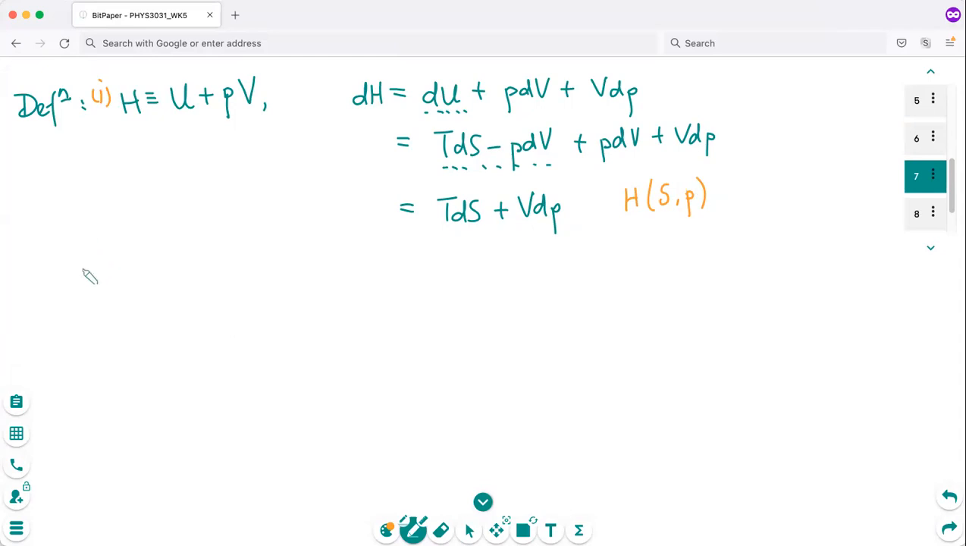And now we can quickly do the other two. I will do it. Helmholtz F. What can I do? So this is 2. How do I define? How do I define F?